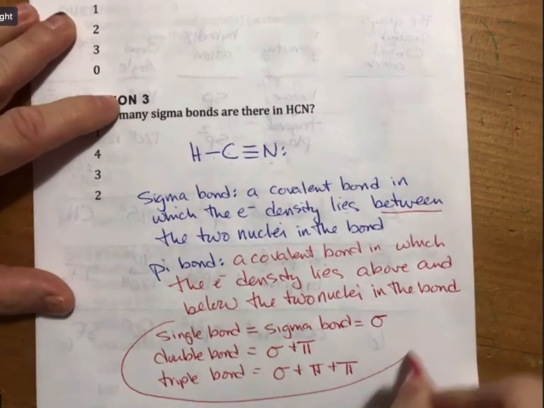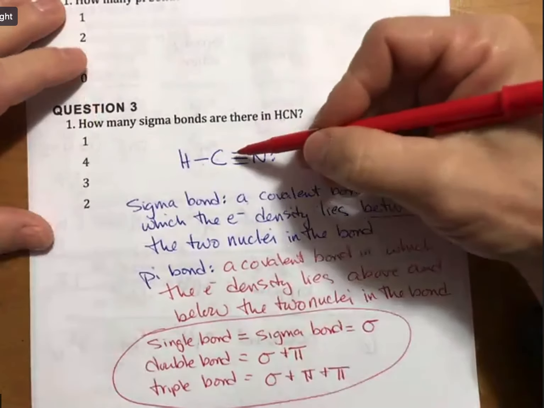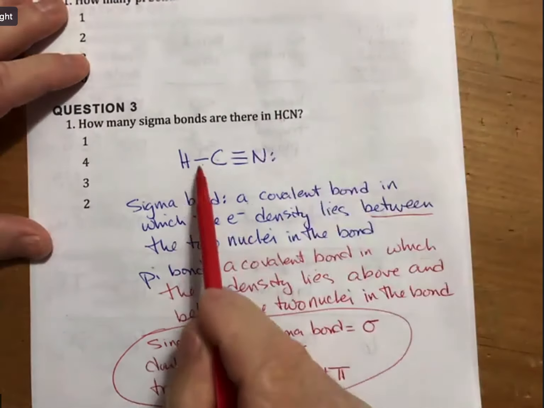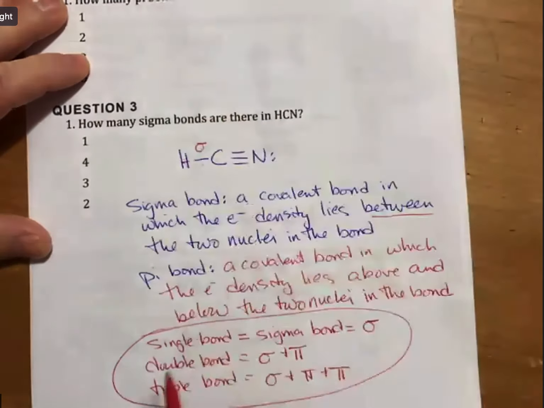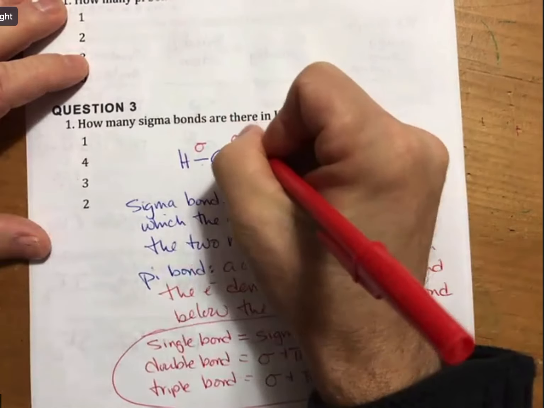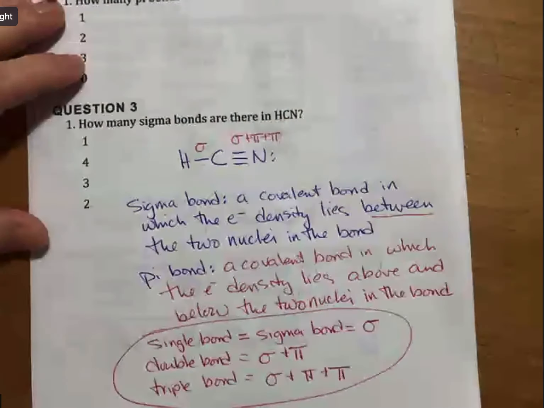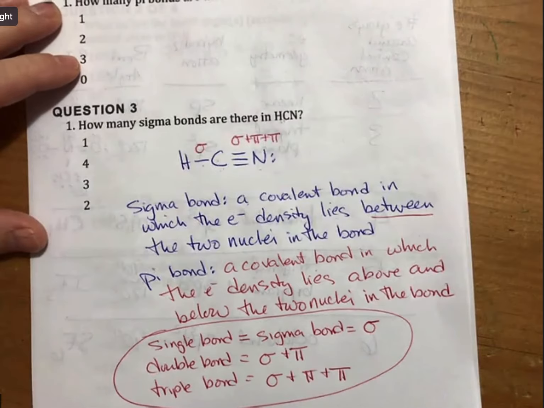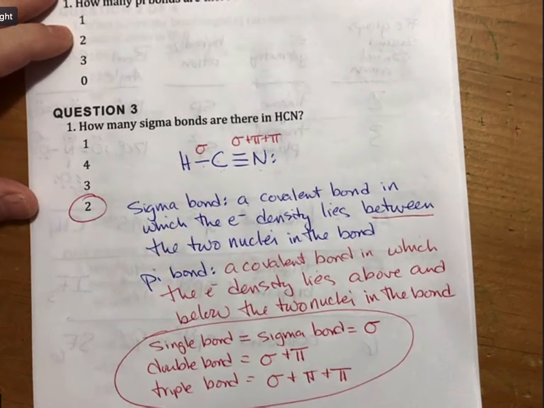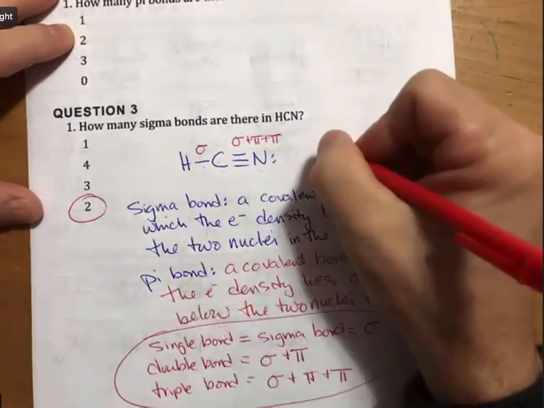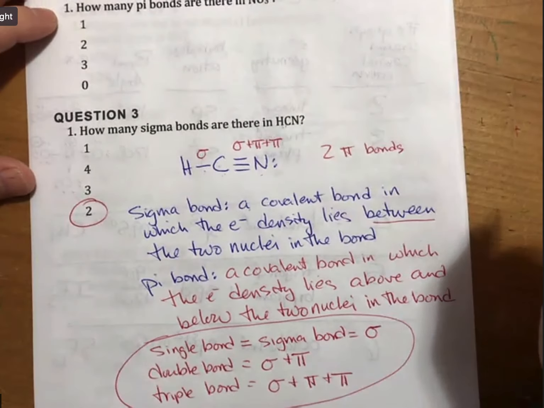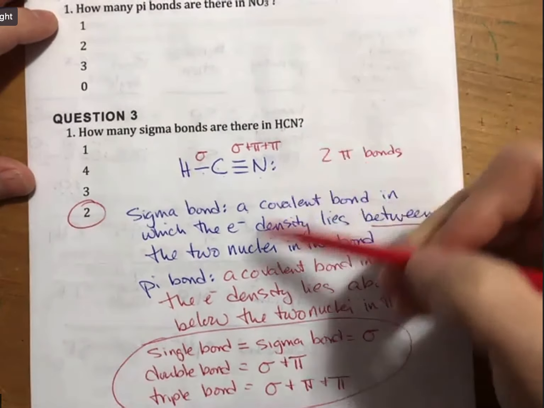Using this, we see that inside HCN, there's a sigma bond between hydrogen and carbon, and between carbon and nitrogen, there's a sigma plus a pi plus a pi. So since the question is how many sigma bonds are there, there are 2. If the question was how many pi bonds are there, there would be 2 pi bonds as well. And I bet that the pi bond question for HCN is part of this pool.